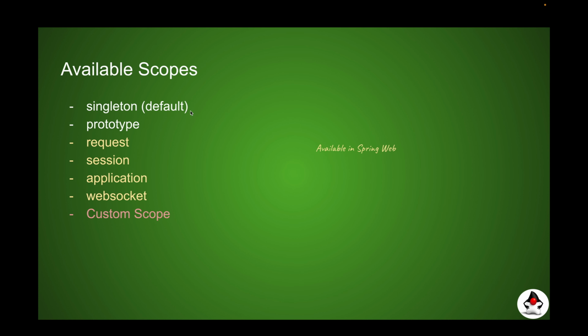These are the available scopes. Singleton, which is the default scope. If you don't specify any scope, Singleton will be used. There is prototype scope, then request, session, application, and WebSocket. These four scopes are only available in Spring Web, so we won't talk about them in this video. You can also create custom scopes and use them, so we will talk about custom scopes.